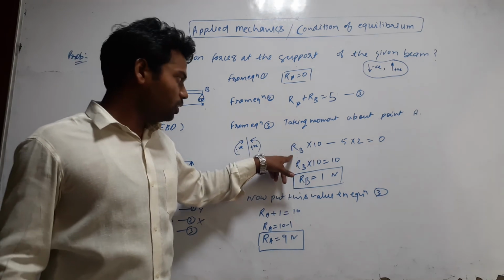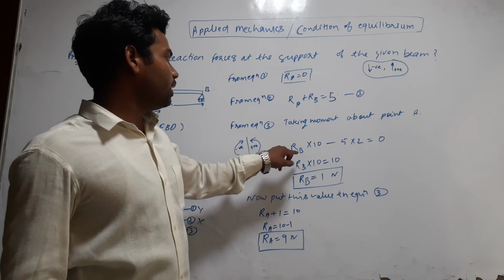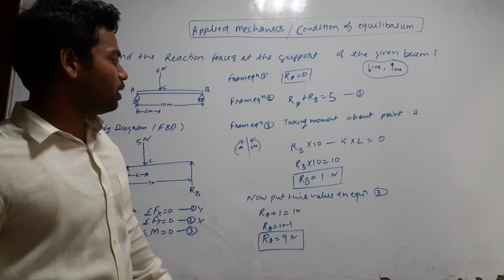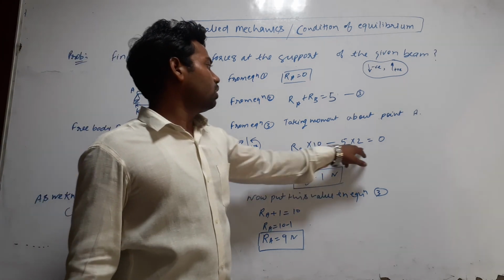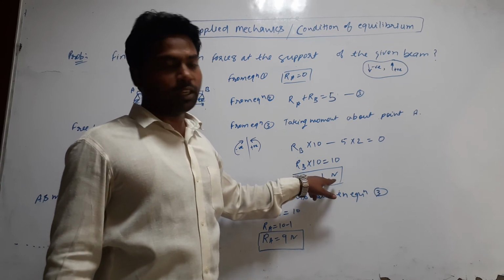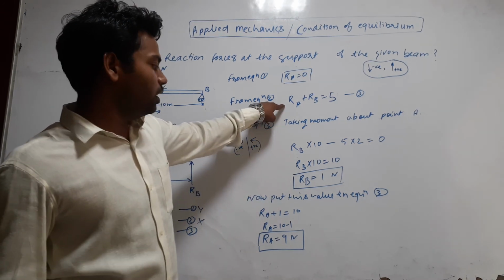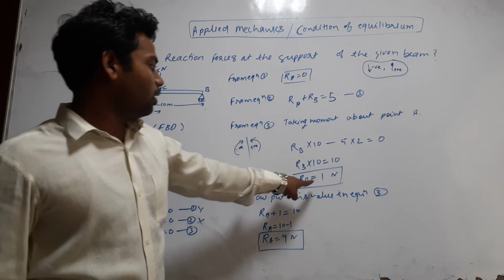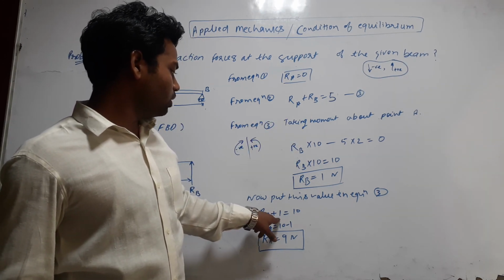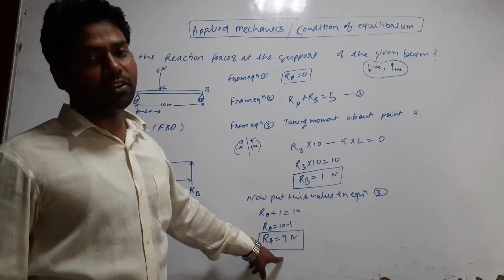In that equation, now we have to simplify these equations to get the value of RA and RB, because we have to find the reaction forces at the supports, that are RA and RB. So RB, this will become 10, 10, we will get RB equal to 1 Newton. Now put the value of RB in equation number 3, you will get the value of RA. RB equal to 1, RA plus 1 equal to 10, you will get the value of RA as 9 Newton.